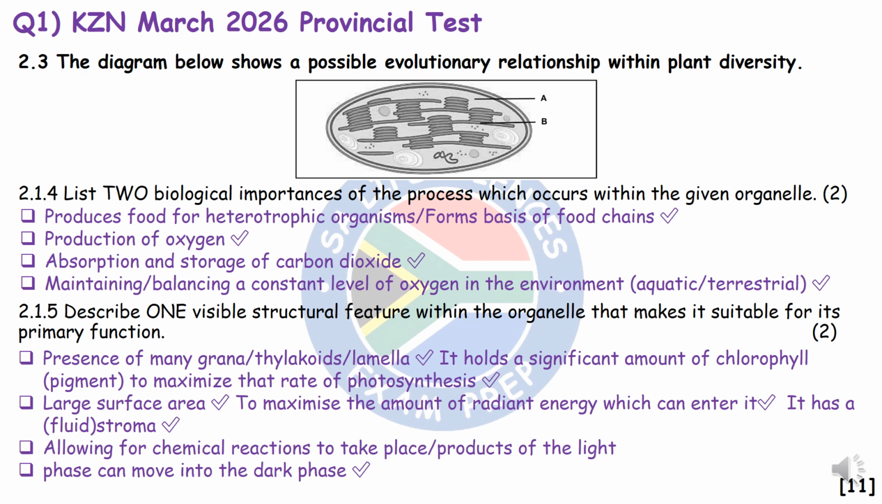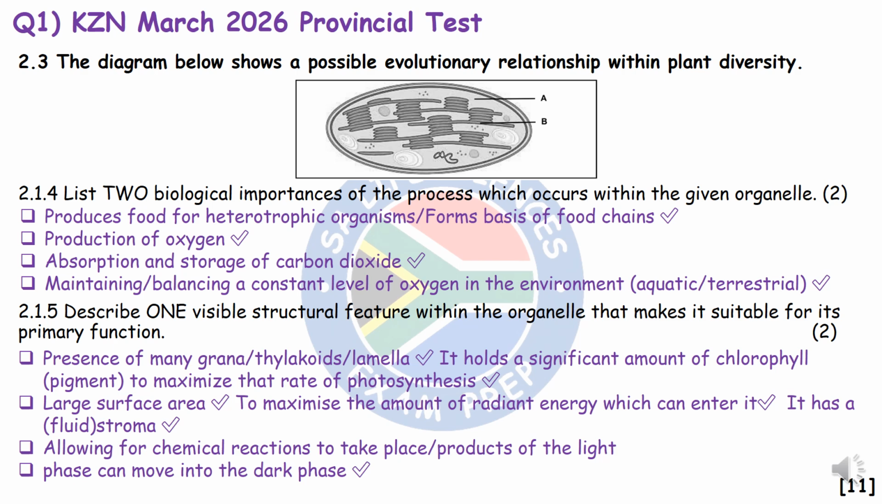Feature number 3, we can say that it has a fluid stroma. So it is inside the stroma that chemical reactions take place for the light independent phase. So the stroma is the liquid medium. It's kind of like the cytoplasm of the chloroplast. It is the liquid medium in which chemical reactions take place. So once again, we list the physical feature and we explain how that feature enables photosynthesis.